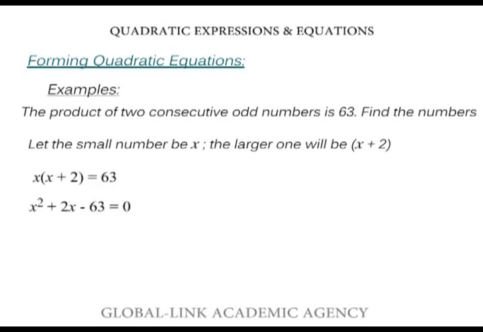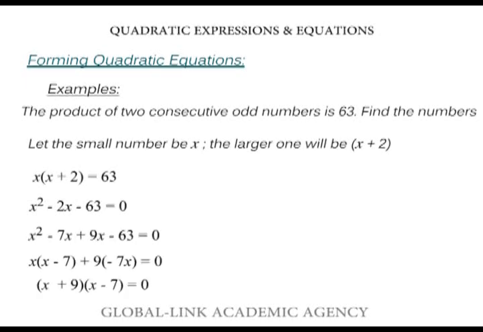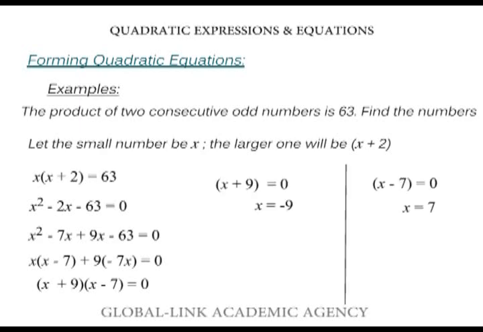Expanding, x squared plus 2x minus 63 is 0 when we write in standard form. If we solve that, we shall end up with x plus 9 times x minus 7 is equal to 0. The roots are x is minus 9 or x is 7. Let's see if it is true.